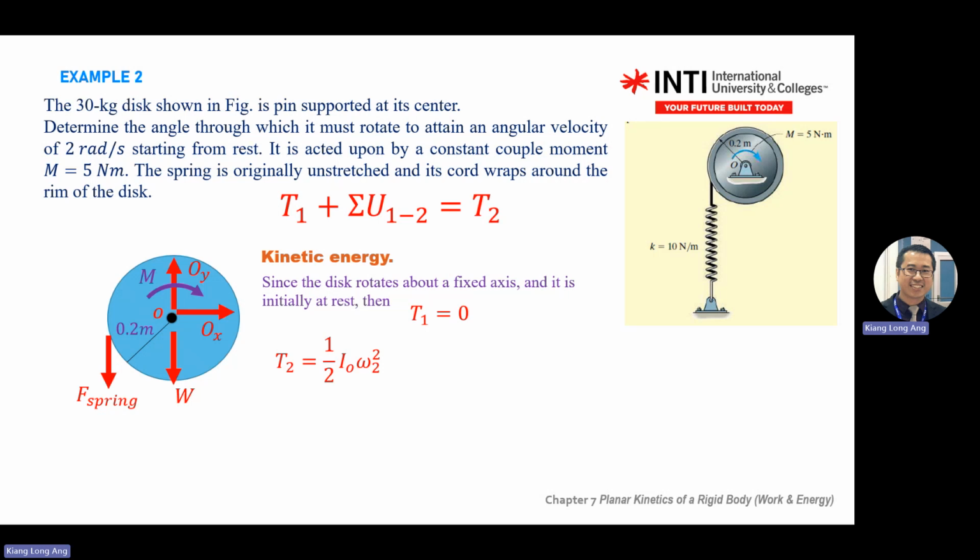T2, for the disk, we use I omega squared. Why? Because this one rotates in angular motion. This one does not move to the left or right. So we don't use this one. We use this one. So I hope you see the application here. How to find this one? Refer to the table. How to find mr squared? This one, refer to the table.